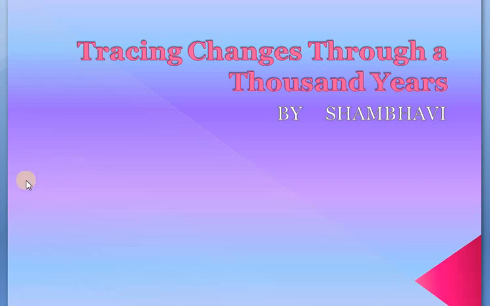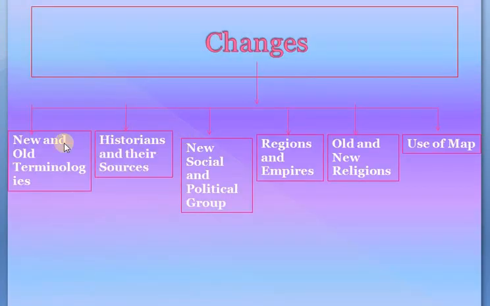So, let's have some preview. We are going to talk about some changes which are: use of maps, old and new religion, regions and empires. Next, new social and political groups, historical periods, and lastly we will talk about new and old terminology.